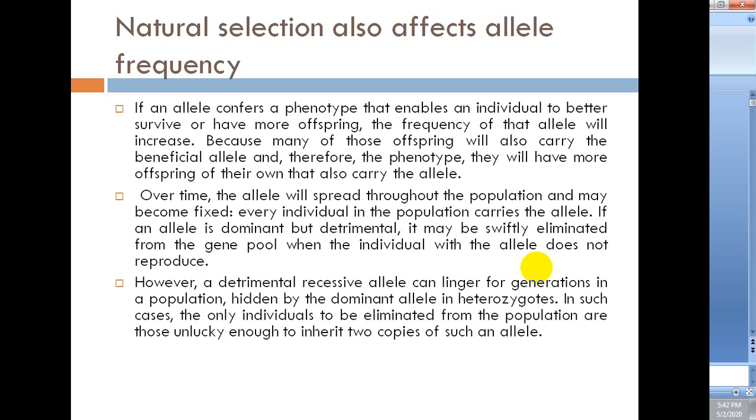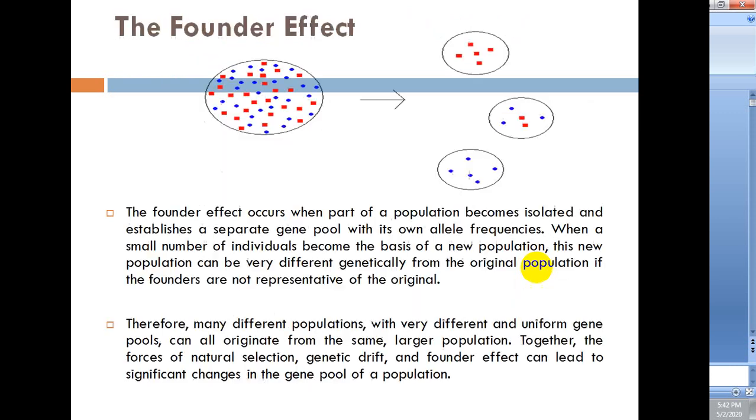However, a detrimental recessive allele can remain for generations in a population, because it cannot show its effect due to the dominant allele in heterozygotes. In such a case, the only individuals to be eliminated from the population are those unlucky enough to inherit two copies of such a recessive allele. That is, when the recessive allele is in homozygous condition and the allele is detrimental, then the individual will die.